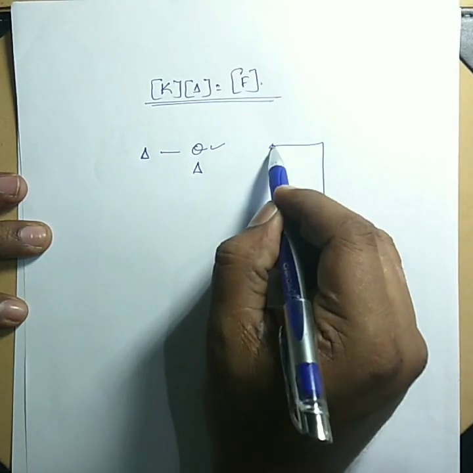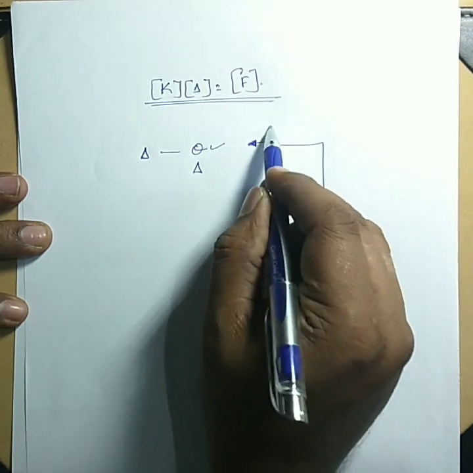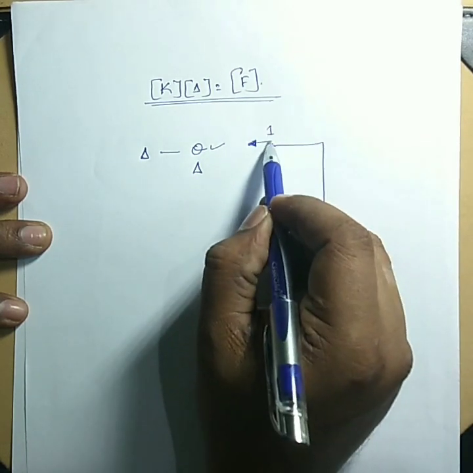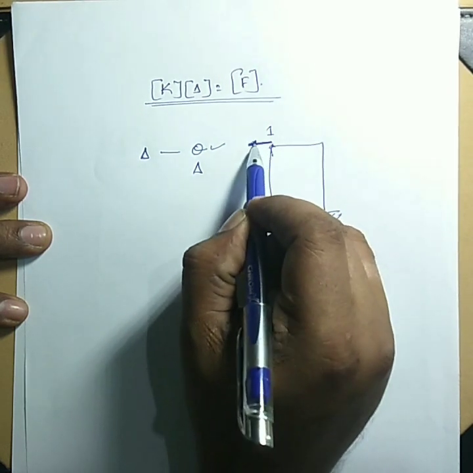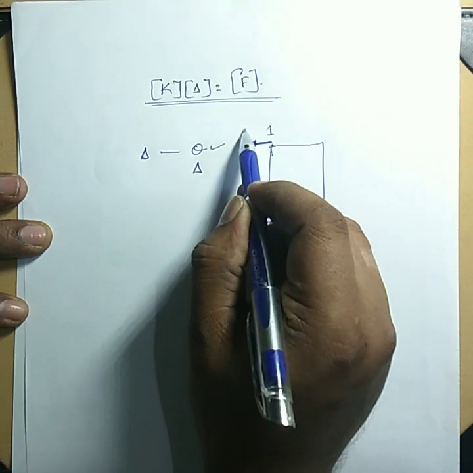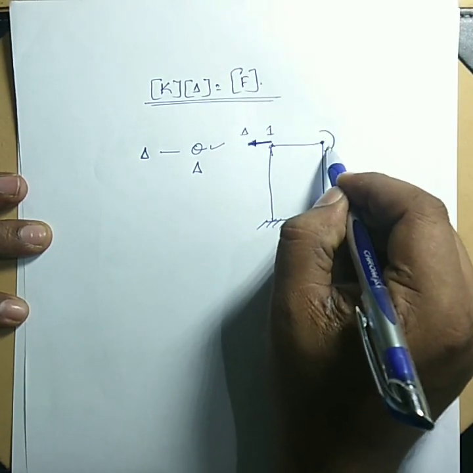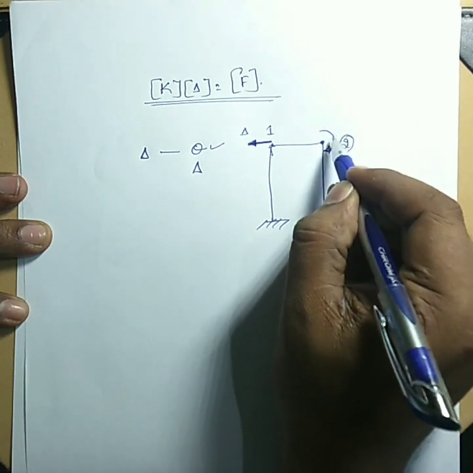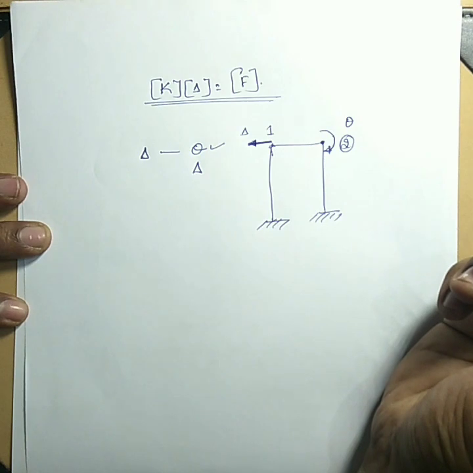here I will assume one direction, that is this direction. This is my first direction. Now whenever I assume a direction that is a force direction, this force is always accompanied by delta. If I, in the direction 2, second direction, if I assume a rotational direction, this direction is always accompanied by theta. This you have to remember.